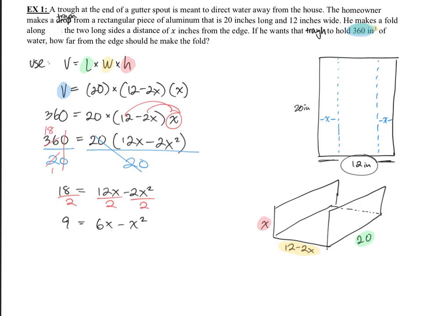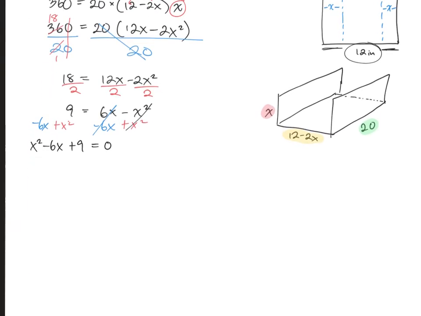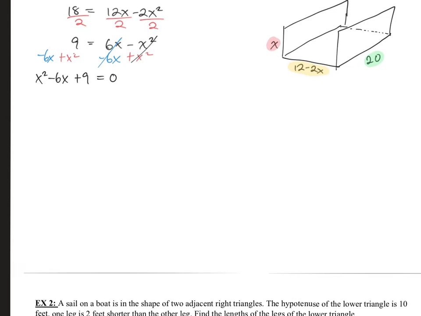I'm going to bring the 9. Actually, you know what? Because the x squared is negative here, I'll add it to the other side. And then I'll subtract the 6x from both sides. Now I have x squared minus 6x plus 9 equals 0. And the question is, can I factor this? I believe I can. x minus 3 times x minus 3 equals 0.